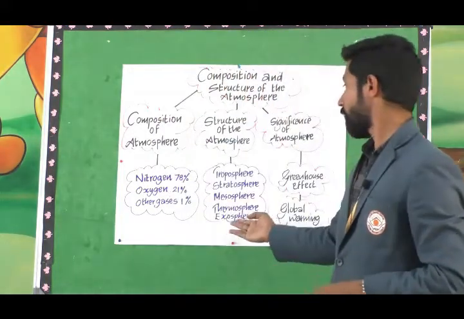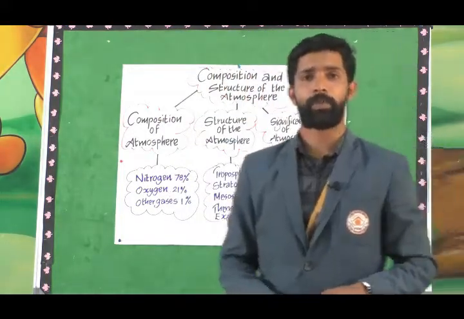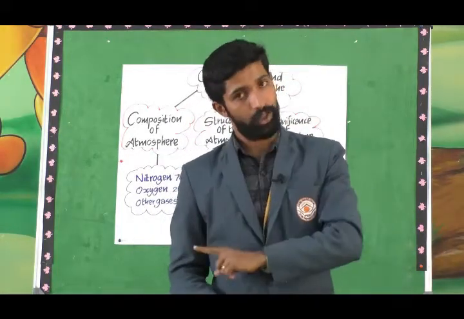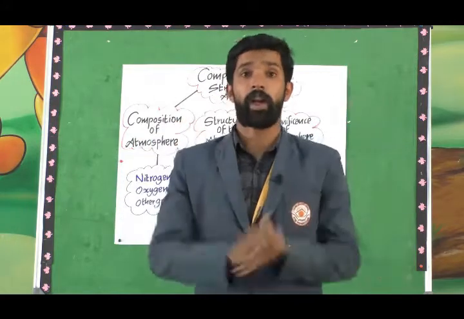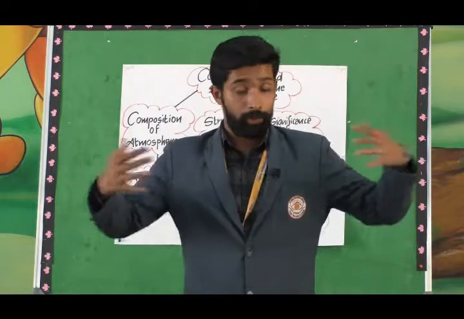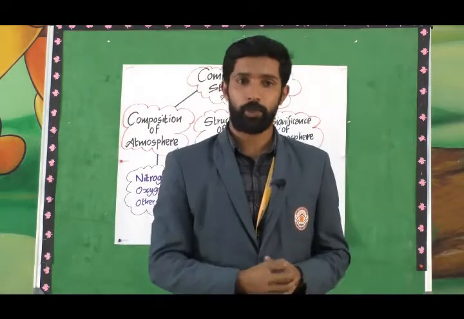And our last was exosphere. The uppermost layer of the atmosphere is called exosphere. It extends to a height of about 1600 kilometers and gradually merges with interplanetary space.